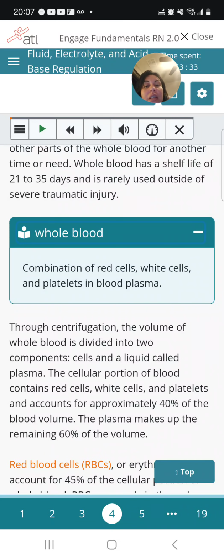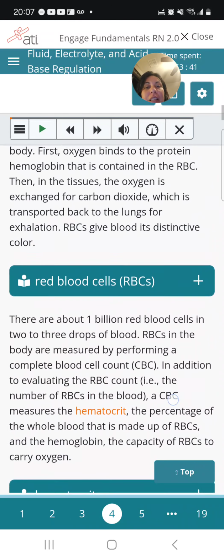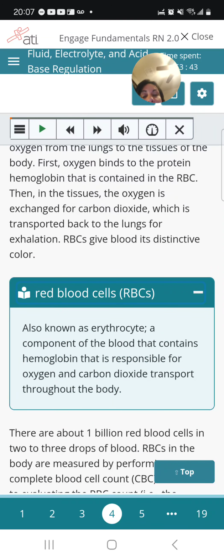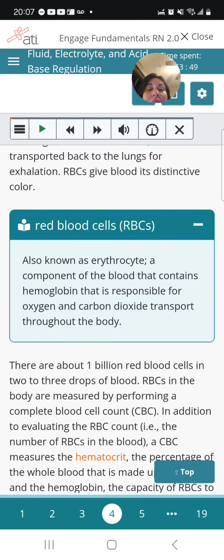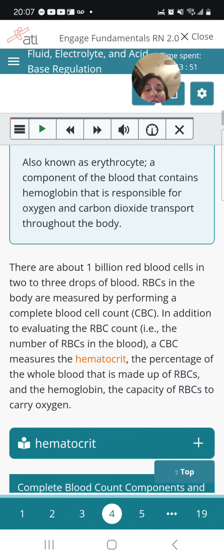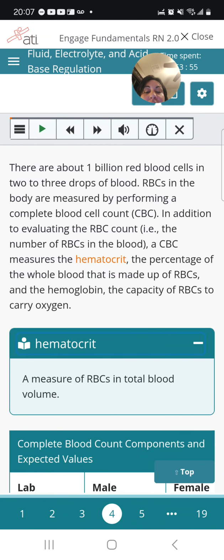Whole blood: combination of red cells, white cells, and platelets in blood plasma. Red blood cells, also known as erythrocytes, are a component of blood that contains hemoglobin, which is responsible for oxygen and carbon dioxide transport. Hematocrit measures the RBCs in total blood volume.